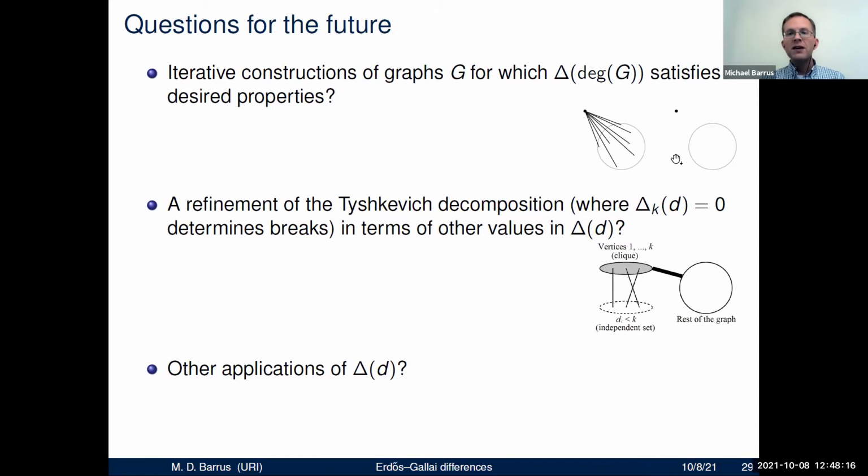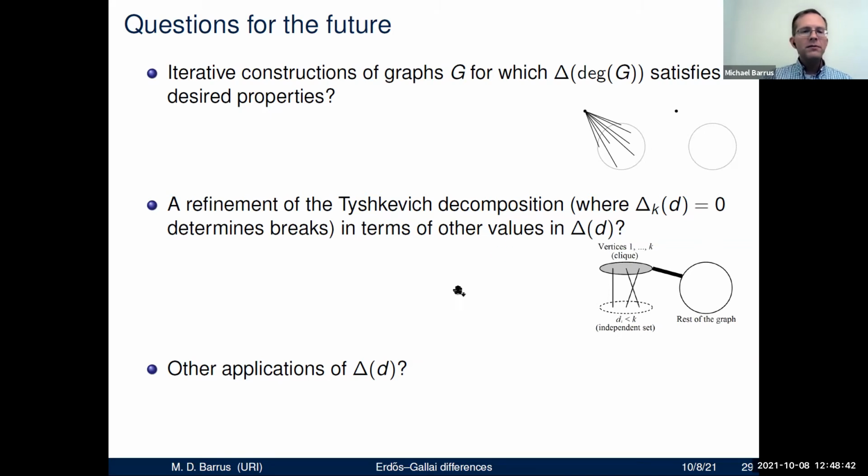So those are some nice properties, but there are other things you can do to a graph that are not going to affect its Erdős-Gallai difference list, or they won't affect it so much. And so I think that it would be wonderful to take a look at which constructions or which operations allow you to preserve or to not modify too much an Erdős-Gallai difference list.